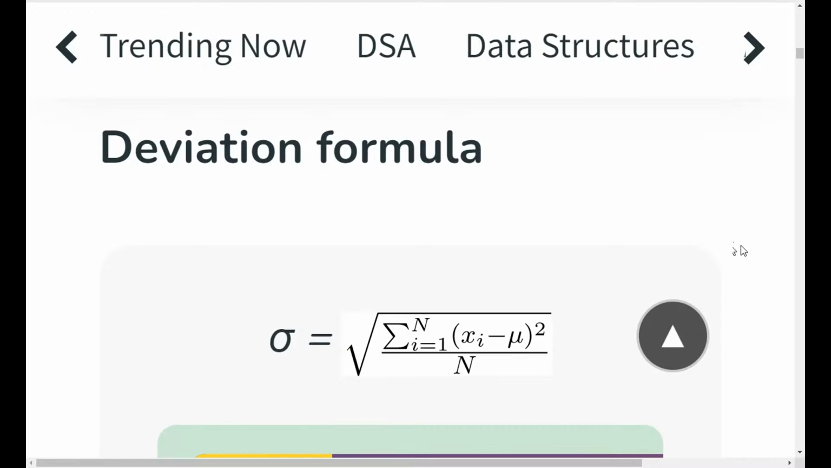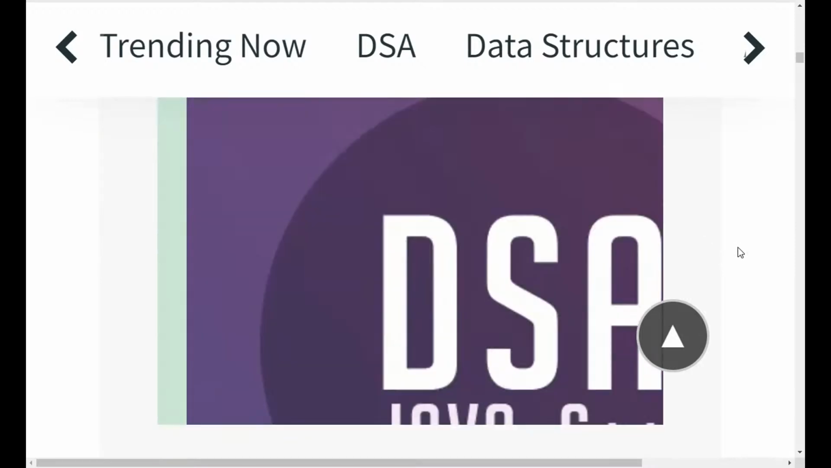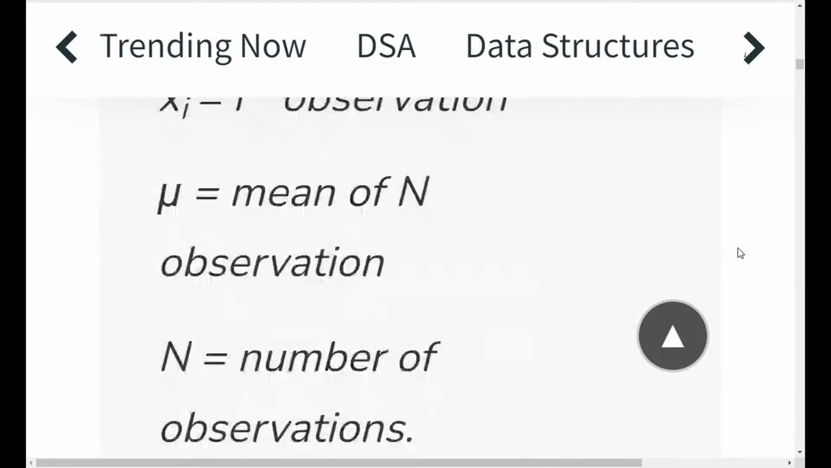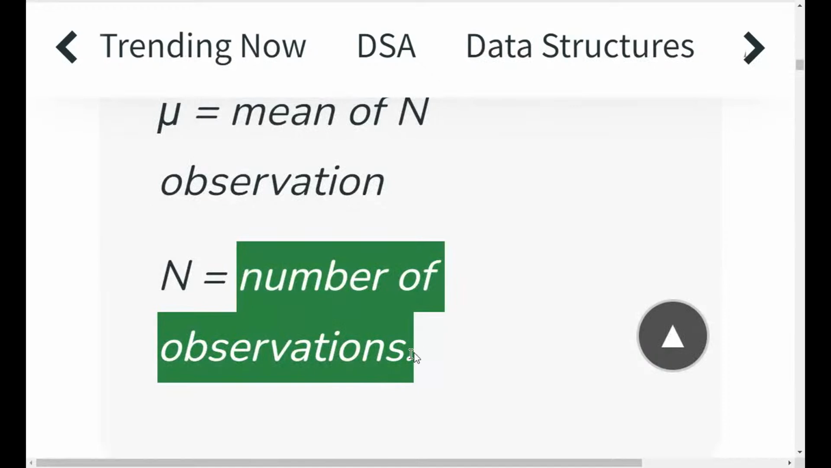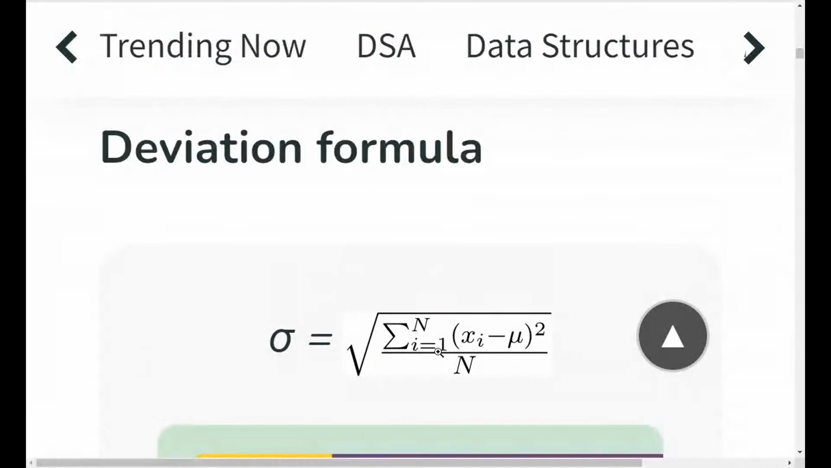Mean of n. Average of 10 marks, all 10 students' marks. So that is my n value. That is the number of observations that I have done. For example, I have... So n is my number of observations that I have done. So those values we have taken. Here, from I equal to 1 till n. N is the number of observations. That is 10. Capital N equal to 10.